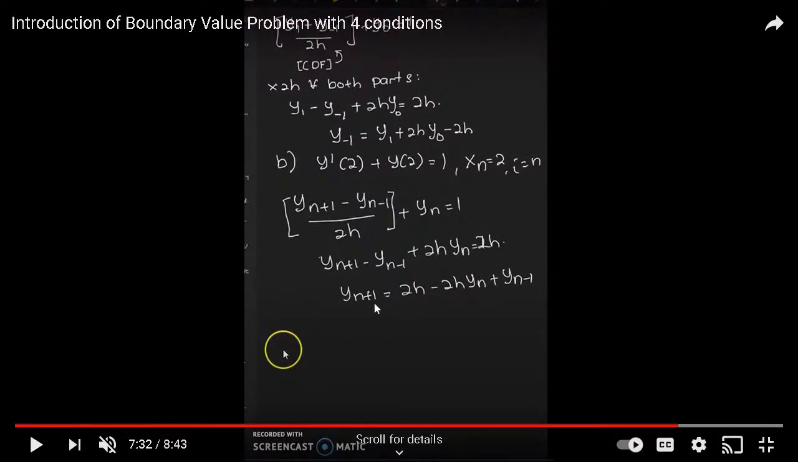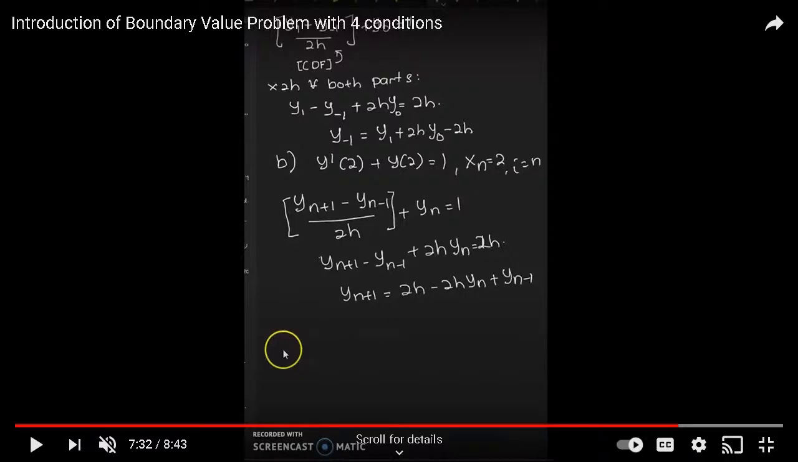If you have y5, n is equal to 4. Now y5, n is equal to 5, n plus 1 is 6. So y6, the last boundary, the last point should be 2h minus 2h yn plus yn minus 1. So you can replace it.